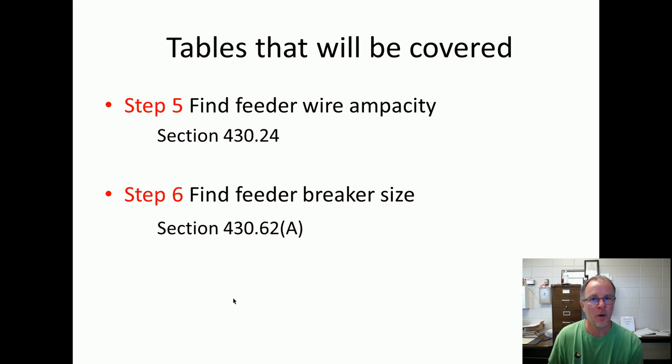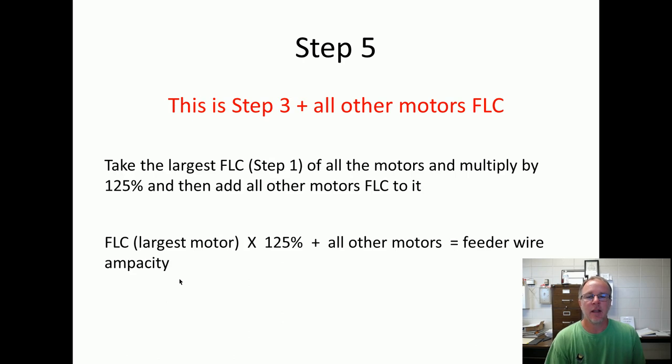We know the branch size wire. We've got to find out what the feeder wire is going to be and how to size the breaker on it. So this is steps 5 and 6. It's sections 430.24, sections 430.62(A). That's 5 and 6. Okay, step 5. This is what's going to blow you away.